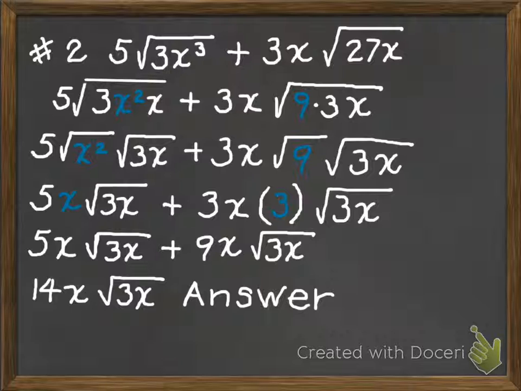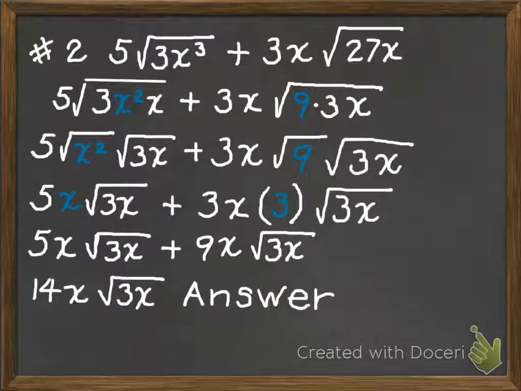Number 2. 5 times the square root of 3 times x cubed plus 3 times x times the square root of 27x. Again, our radicals are square roots, but here in this problem we're adding and we have variables as parts of our radicands. So first thing, again, we want to make like radicals. To do this, we're looking for perfect squares.